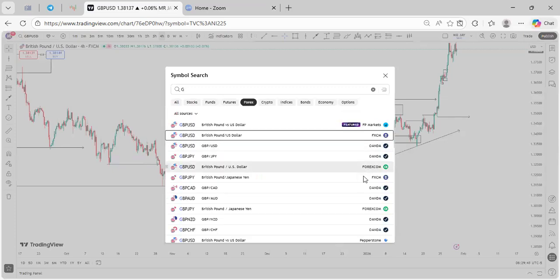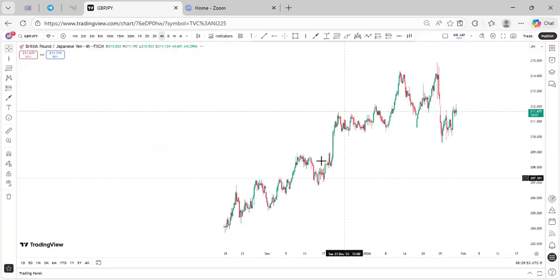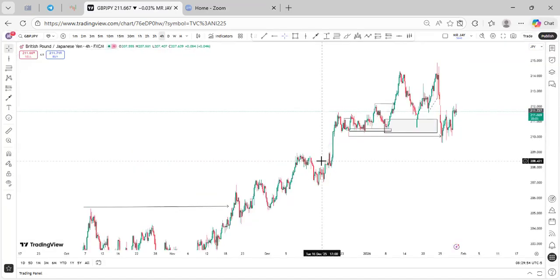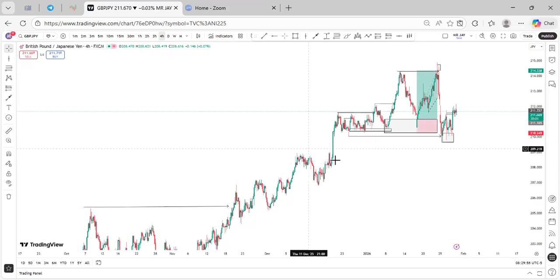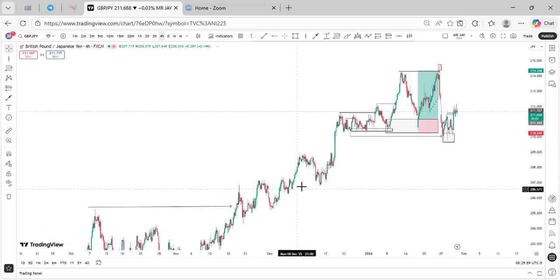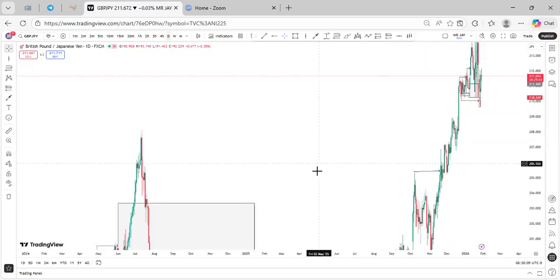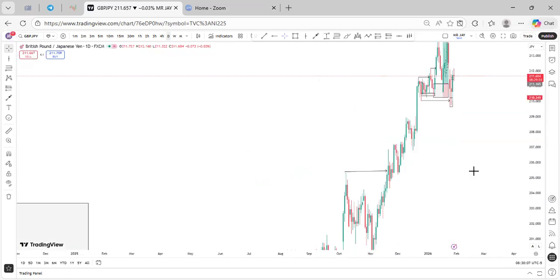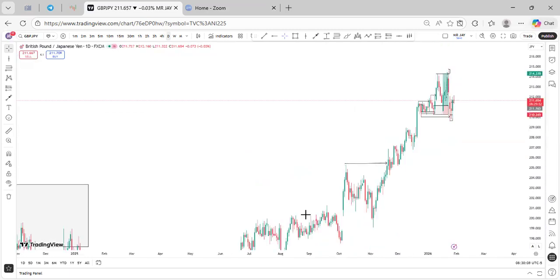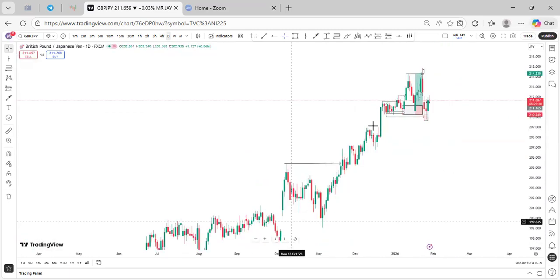Let's look at GBP JPY, right? I'm looking for a reversal. So this is also a continuation trade, very, very beautiful. As you can see, the market has been uptrending. If I go to the daily time frame, you can see the market has been uptrending for a very, very long time, and we are just taking advantage of that trend. We're just going in line with the trend.